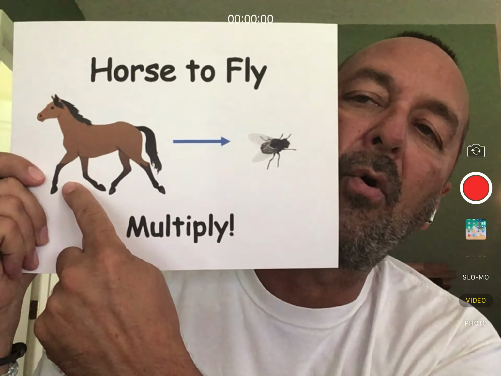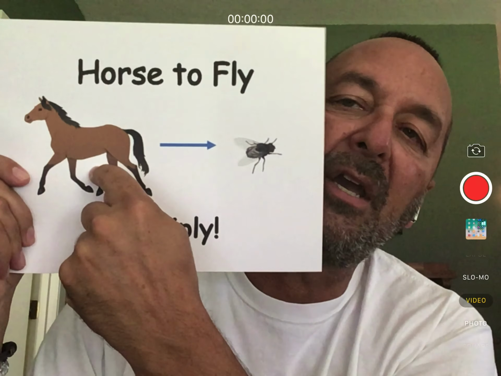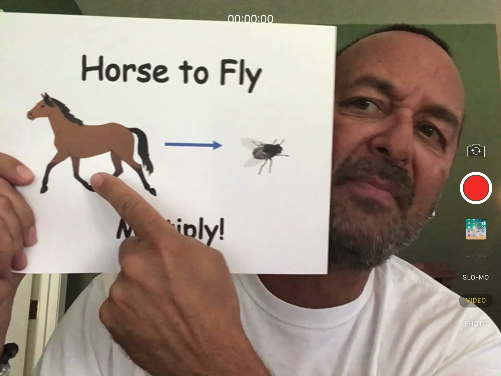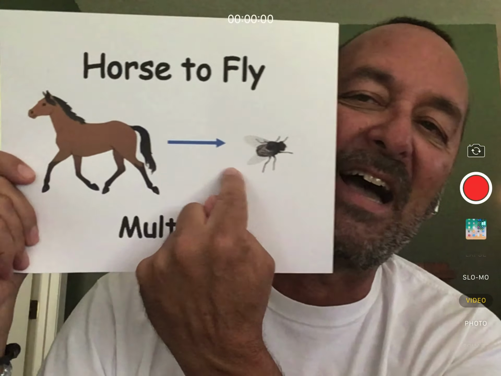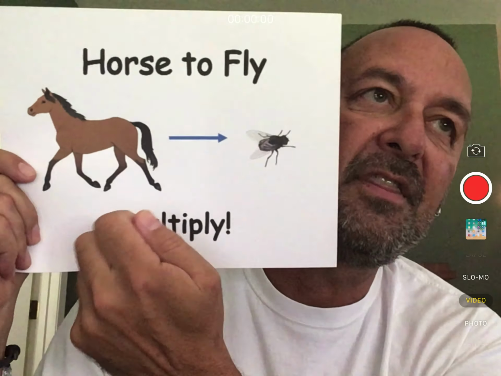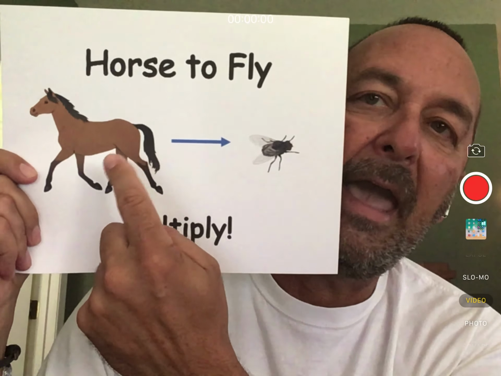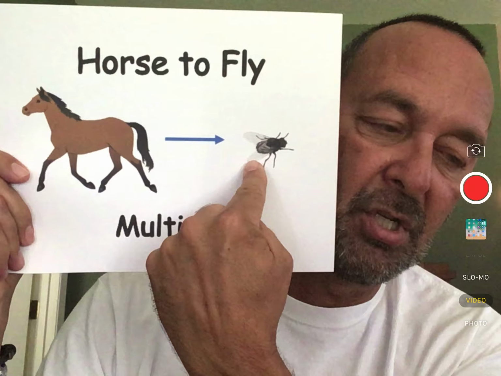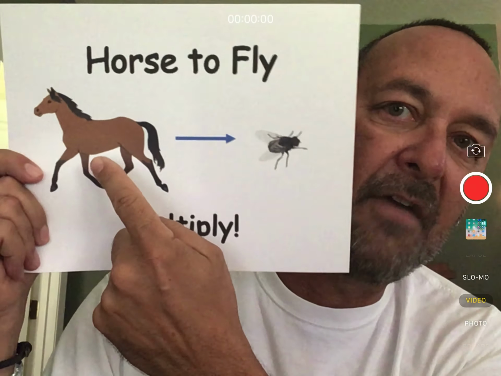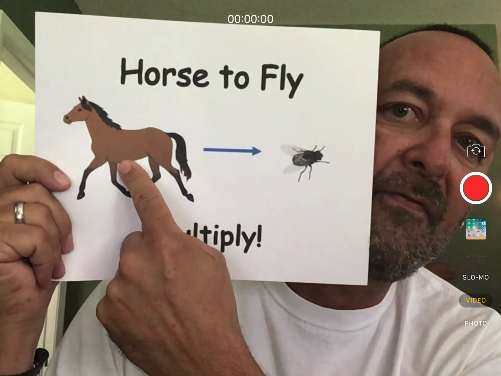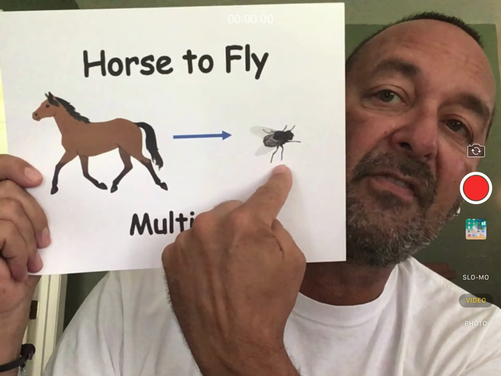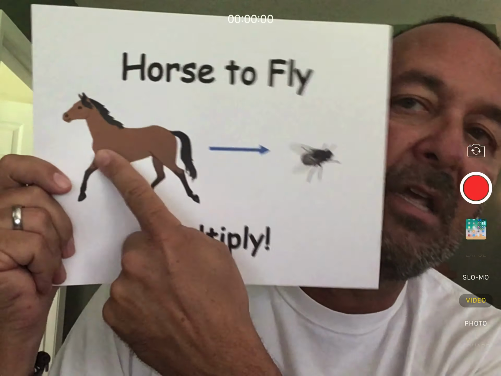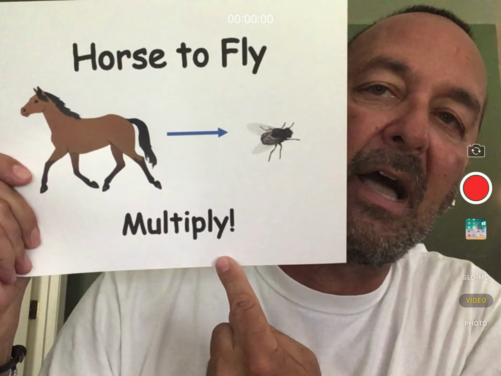Now, when I say horse, a horse is a lot bigger than a fly, of course, even though this is a massive fly, but horses are bigger than flies. So you have to think about the units of measurement. A foot is bigger than an inch. So if I knew how many feet I had and I wanted to find out how many inches, that would be a horse to fly situation. And horse to fly means you multiply.